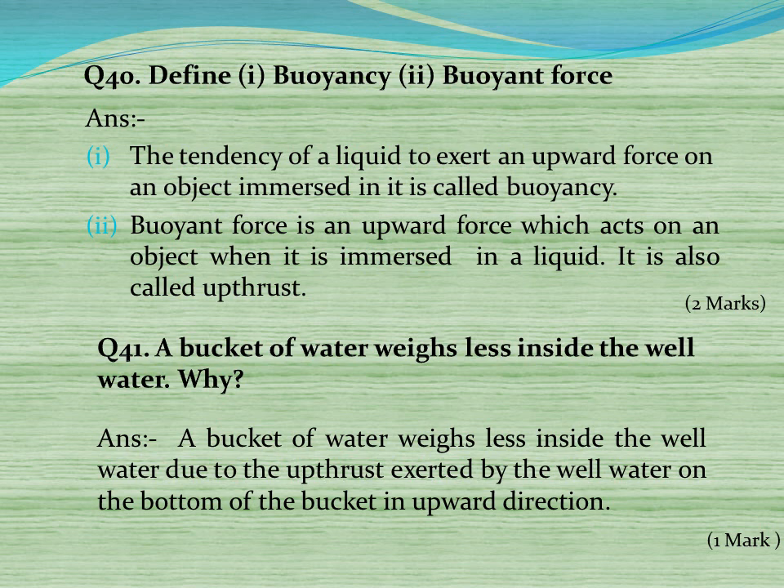Question number 40. Define 1. Buoyancy, 2. Buoyant force. Answer. 1. The tendency of a liquid to exert an upward force on an object immersed in it is called buoyancy. 2. Buoyant force is an upward force which acts on an object when it is immersed in a liquid. It is also called upthrust.